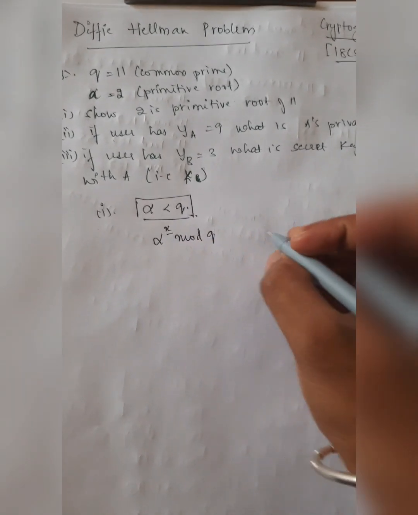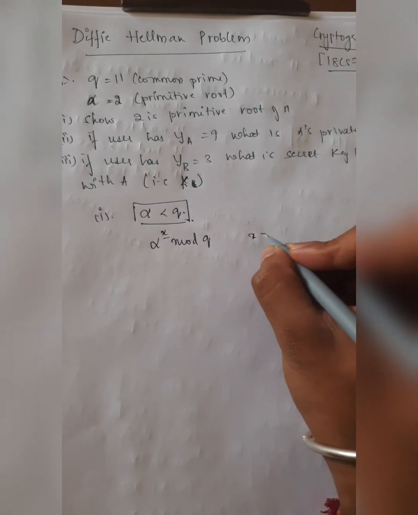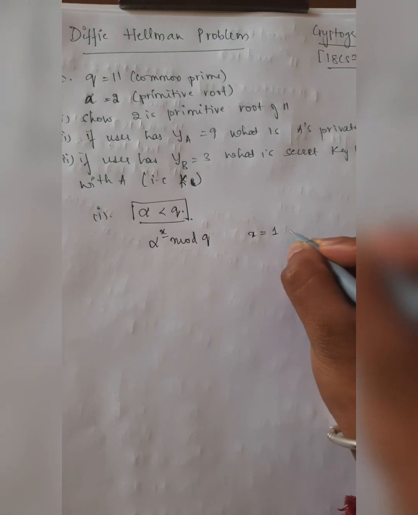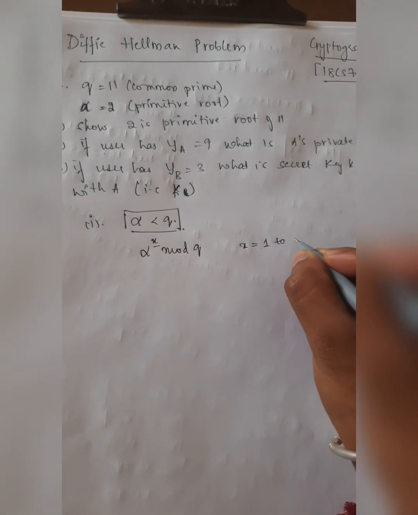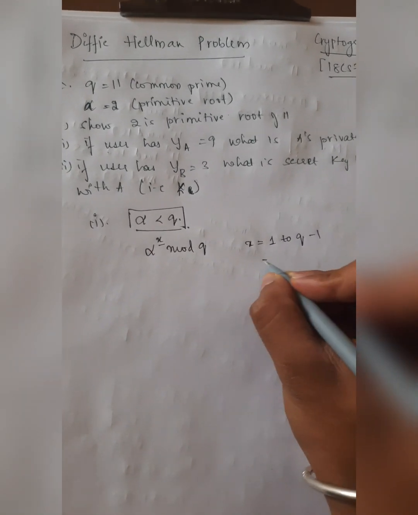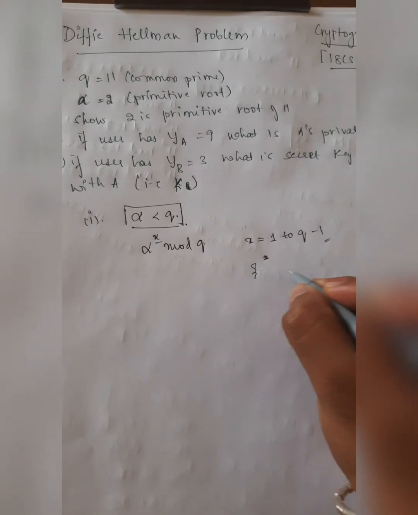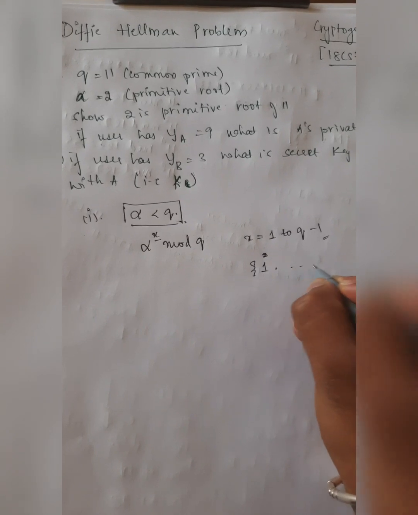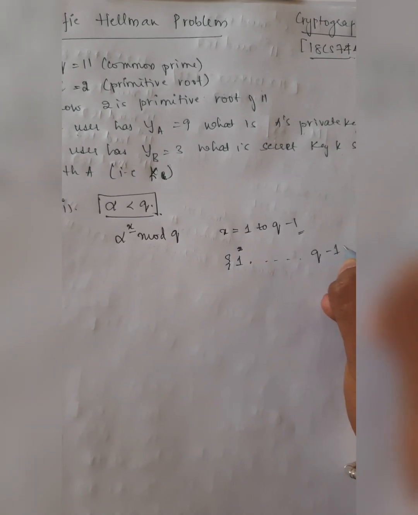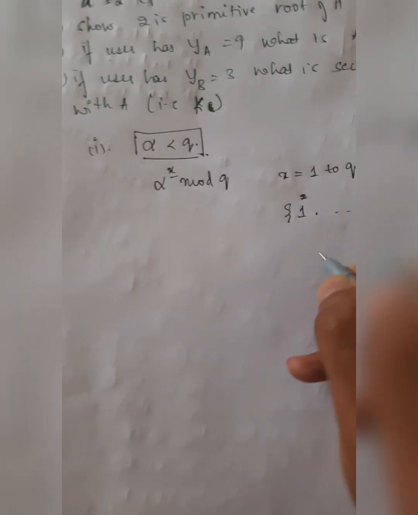Now, what is this x? X goes from 1 to q minus 1. We have to evaluate until there, and at the last we will get one set from 1 till q minus 1. This set we have to get. Then we can say that alpha is the primitive root of q.